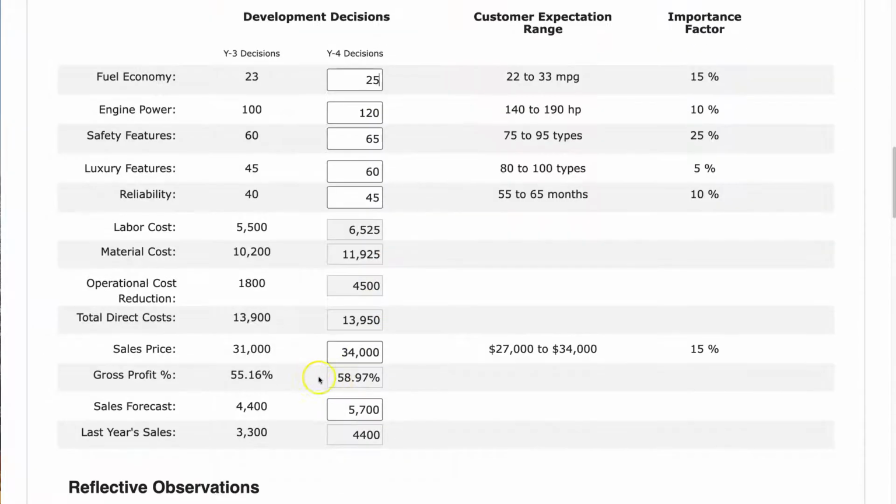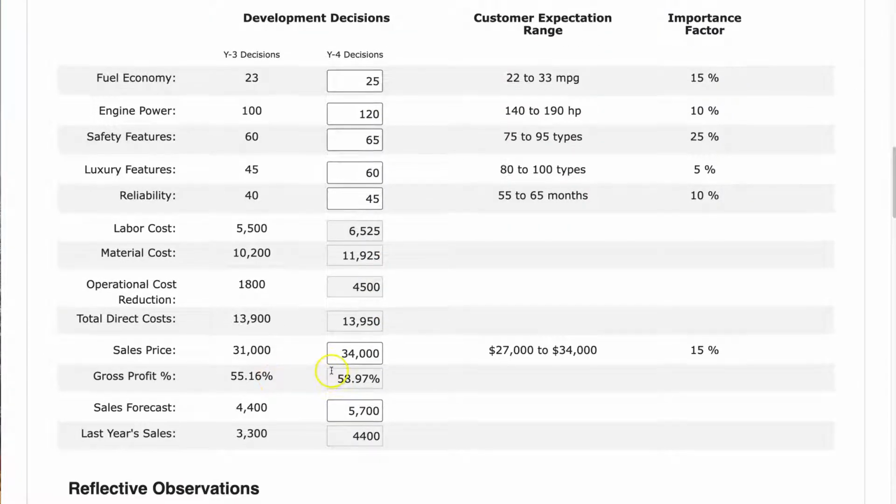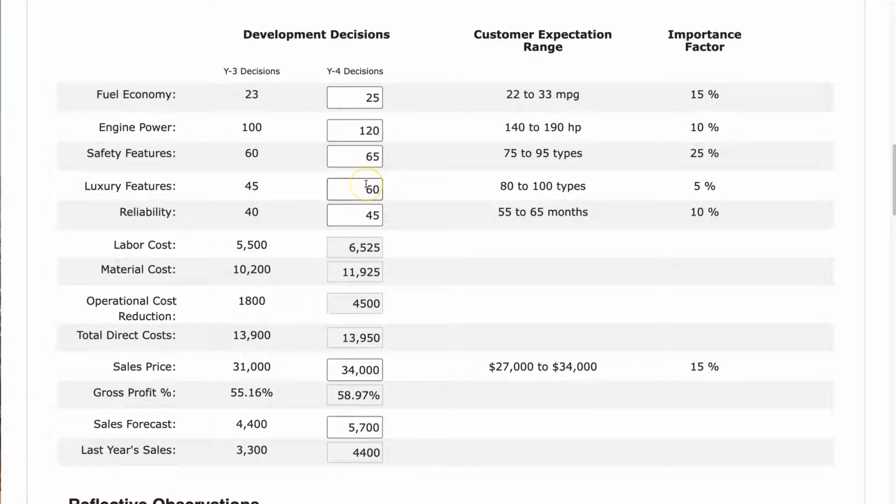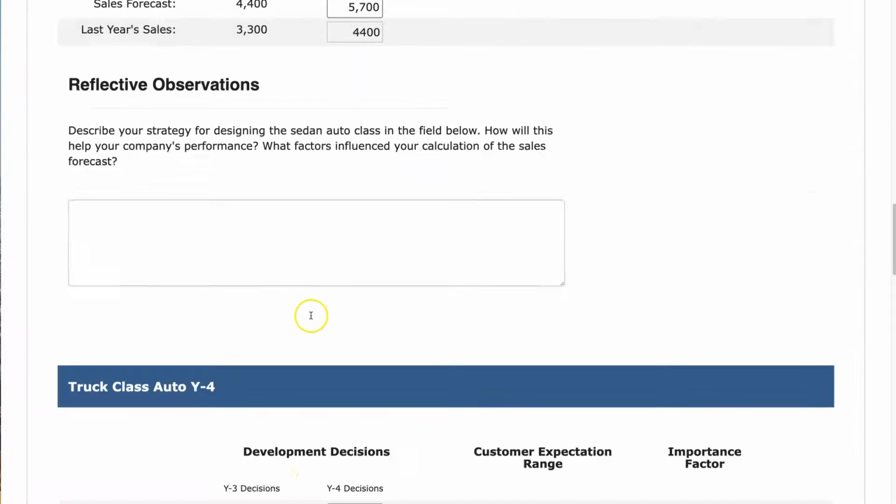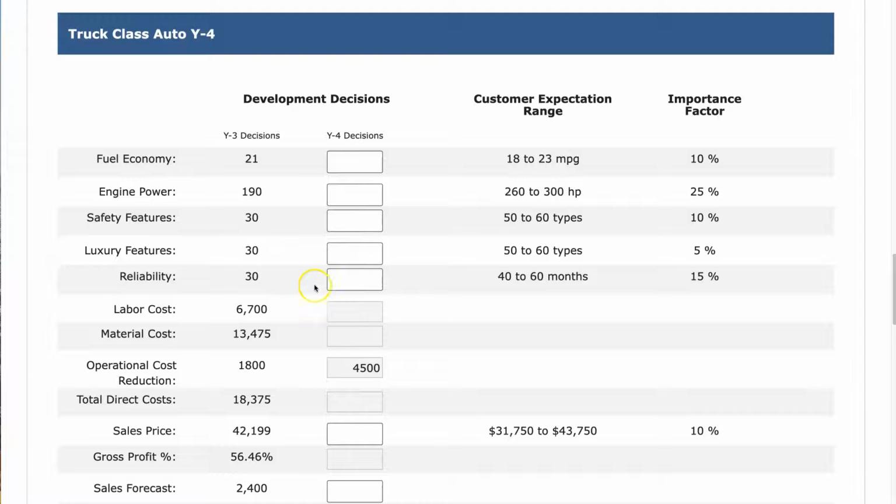Okay, so I got this up about 4%. I was trying to get to 59 for everything. So, okay, so I got to 59. I'm trying to get to 59 in every car. It's between 3 and 5%, so I'm going to go with that. And then we go to the truck.